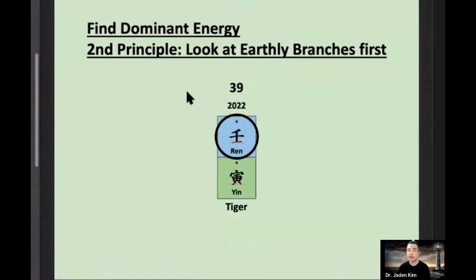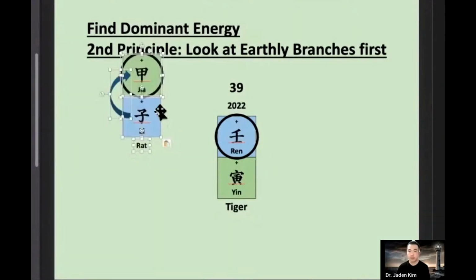If we have to determine this pillar's energy, what's the dominant energy here? I saw some people just count the number, like there's one water and there's one wood. So either wood or water could be the dominant energy, or the water from the heavenly stem generates the wood on the earthly branch. So all the water energy goes to the wood, so wood could be dominant.